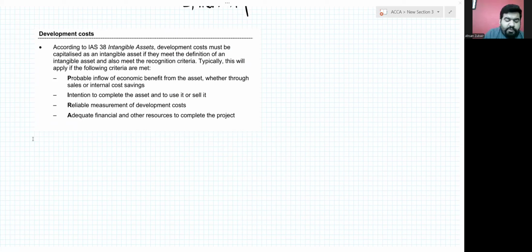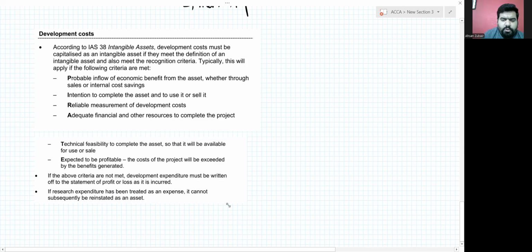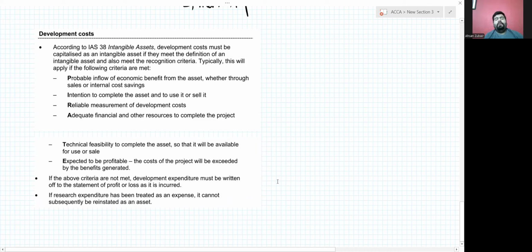Okay, so now it is very important for theoretical terms, because I'm not doing any calculations in these topics. So development cost we are going to study according to IAS 38. Intangible asset development cost must be capitalized as an intangible asset if they meet the definition of an intangible asset and also meet the recognition criteria. So you can make the development cost an intangible asset, but only if they are meeting the criteria.